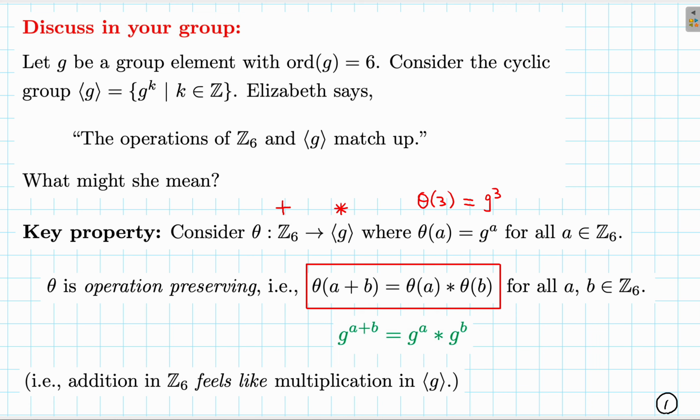We've seen that theta is not only operation preserving, but also a bijection, meaning it's a one-to-one and onto function. And that's what made theta an isomorphism. But our focus today will be on this operation preserving property of theta. So with that in mind, here is a new definition.